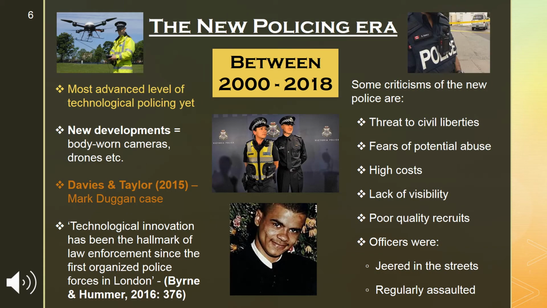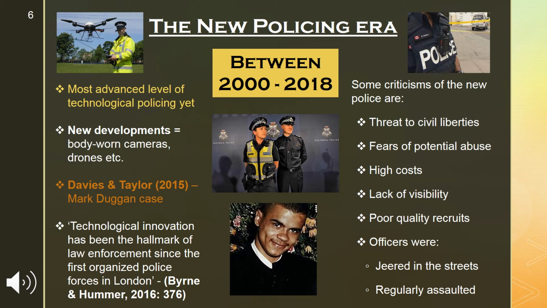Policing during the 20th and 21st century is believed to be the most advanced form of British policing yet. The technologies that are available to police officers today, in comparison to the Anglo-Saxon period, are outstanding. Bryan and Hummer 2016 note that technological innovation has been the hallmark of law enforcement since the first organised police forces in London. Even though advanced forms of protective measures and equipment, such as tasers since 2008, enable the officers to make arrests easier, the police are still requesting more, which has resulted in body-worn cameras and drones being introduced.